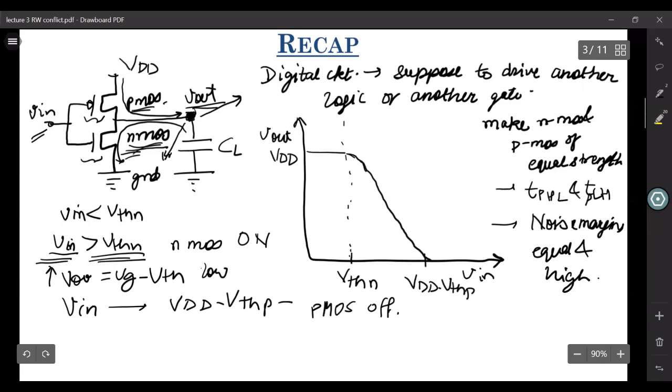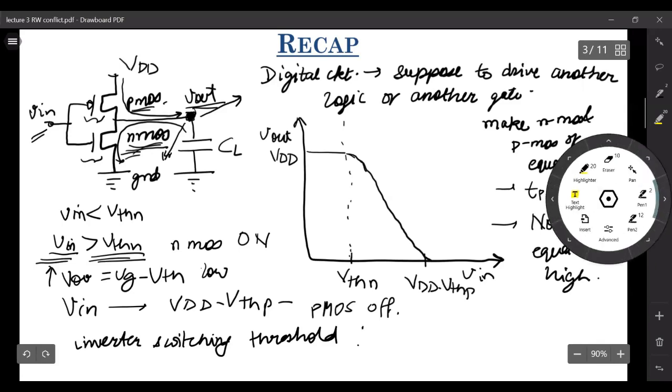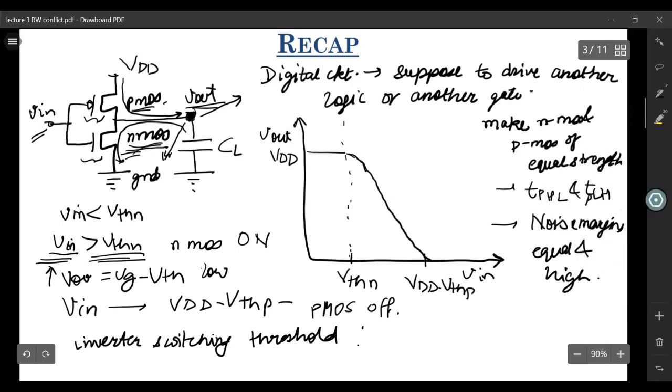Now another salient feature of this CMOS inverter is its inverter switching threshold, which is given by this VM. So let me use a different ink for this, as you guys suggested. So this is given by this VM. Now what exactly is this VM? So you draw a straight line, which is the curve of Vin equals Vout. Wherever it intersects the VTC of the CMOS inverter, this point is called VM.